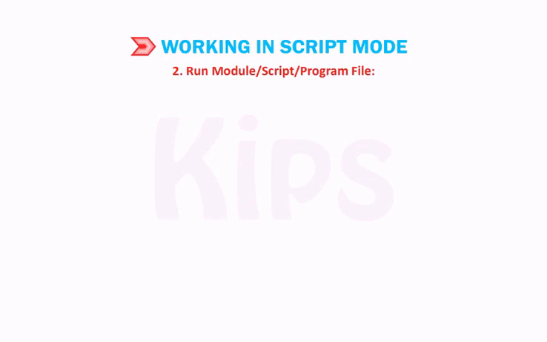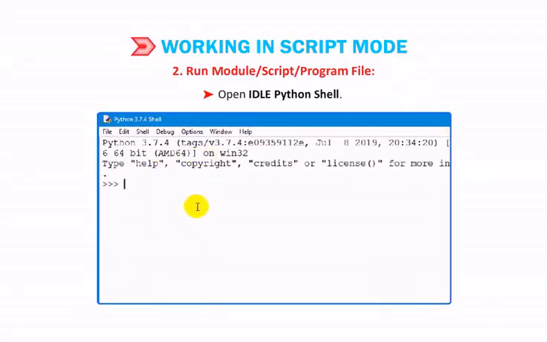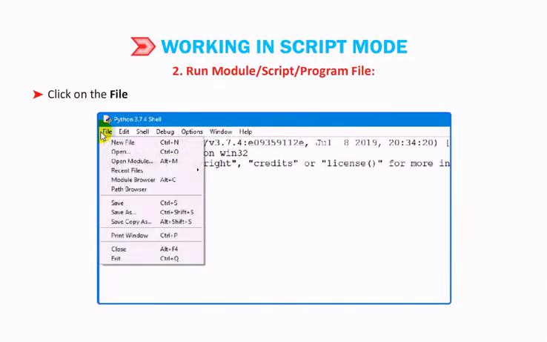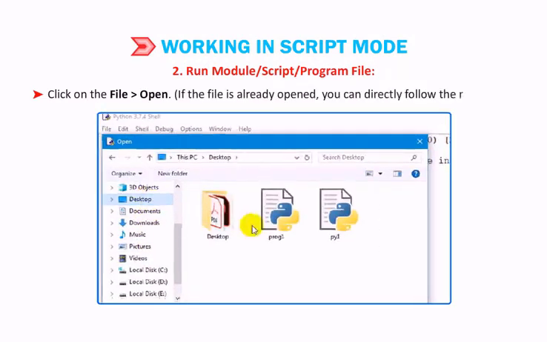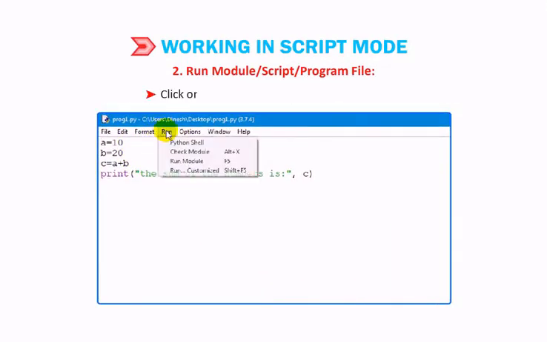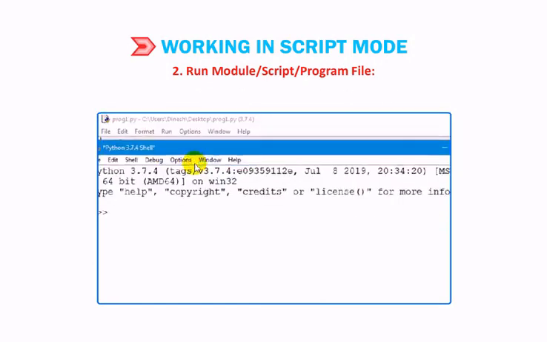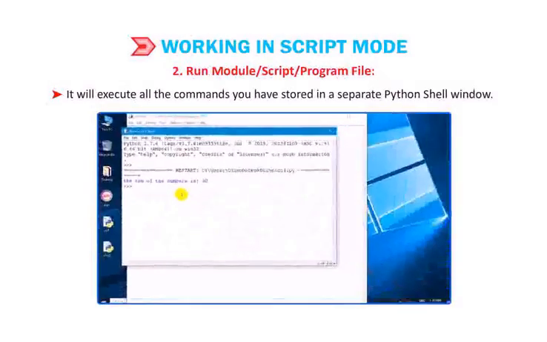Number 2. Run module, script, program file. After the Python program file is created, you can run the program by following the given steps. Open the IDLE Python shell. Click on File, then go to Open. If the file is already opened, you can directly follow the next step. Click on Run, then Run Module, or press the F5 key. It will execute all the commands you have stored in a separate Python shell window.